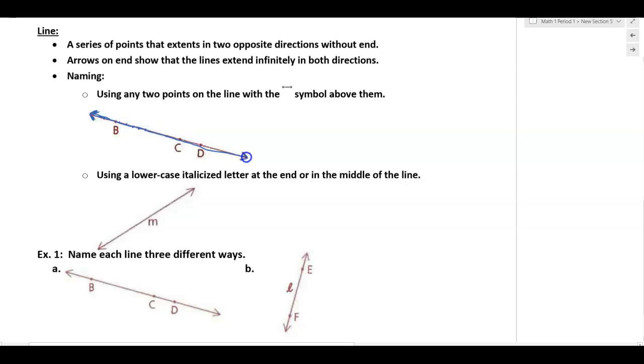So what you have to know is a line is made up of millions and millions and trillions of points. When you put them all together, they give you that solid line.